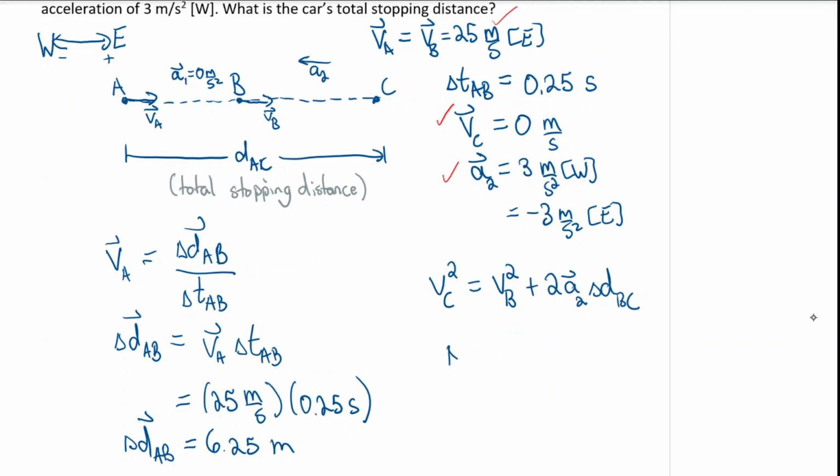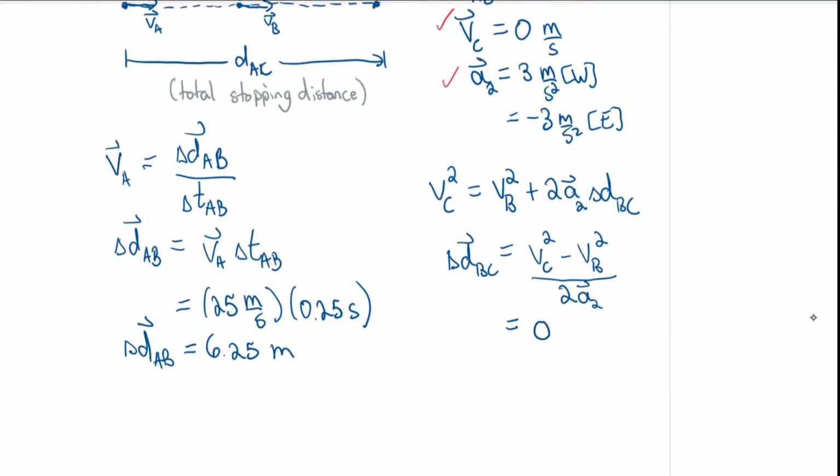So the way it'll look in the end is we'll have VC squared minus VB squared, and then that will all be over 2a2. All right, let's put in our values. Our final velocity is 0. That's just 0 squared minus my velocity, which is given in the question, my velocity at B, right? We were at constant velocity, so it'll still be 25 meters per second.